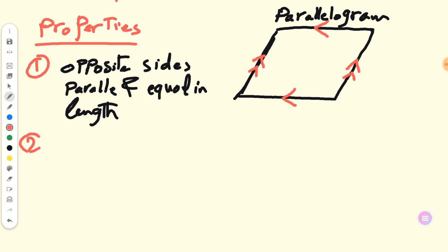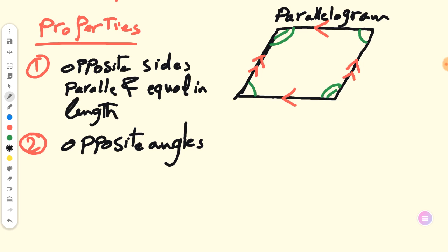Second, each two opposite angles are equal in measure. So this angle equals this angle, and this angle equals this angle. Okay? So each two opposite angles are equal in measure.